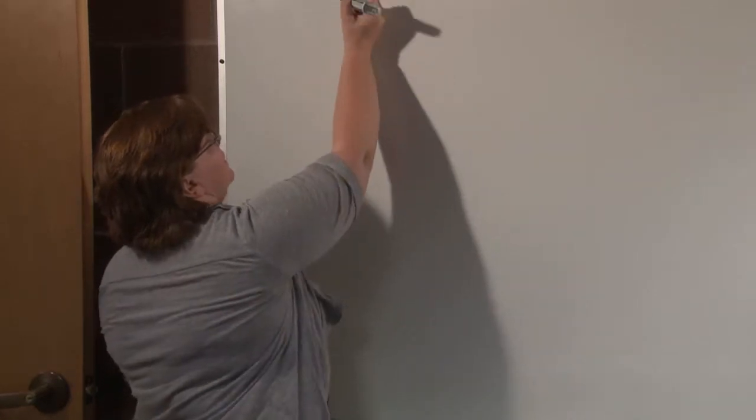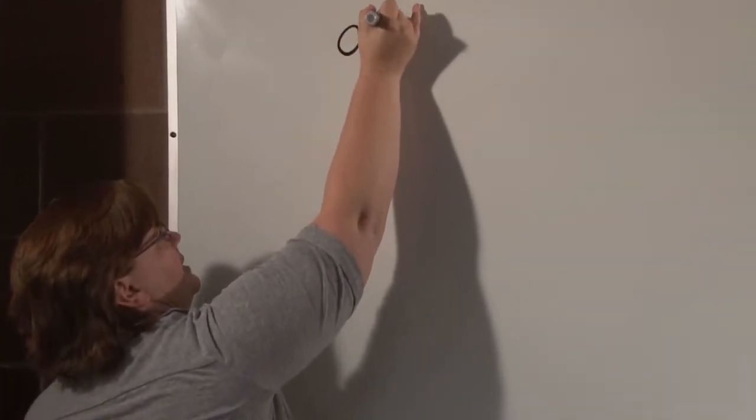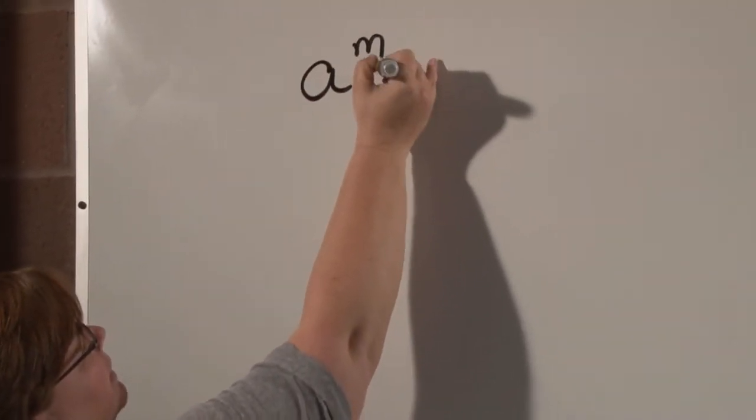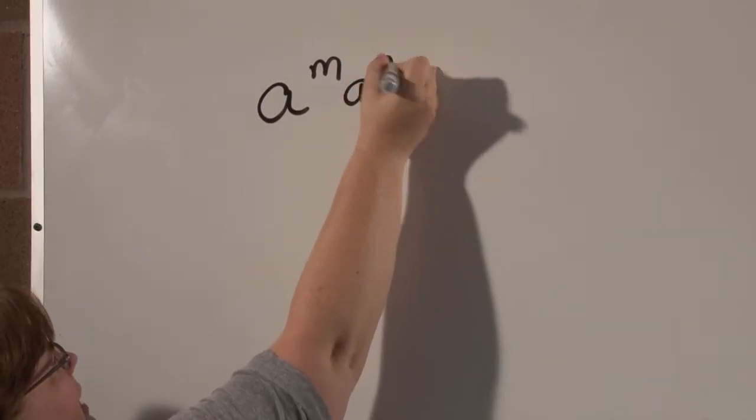When can we add them? When can we subtract them? Do we ever get to multiply them? How about division? So let's go ahead and write those rules down first, and I'll leave those up so we can refer to them later. So we have a to the m and a to the n.